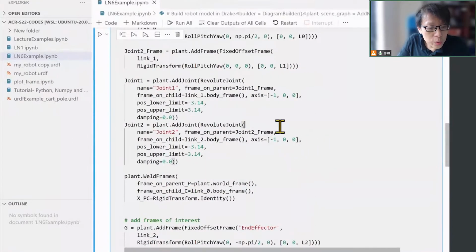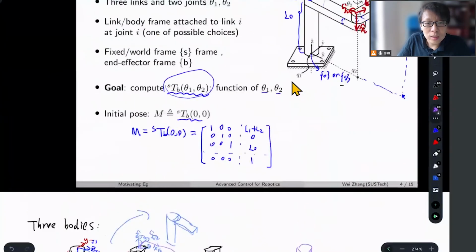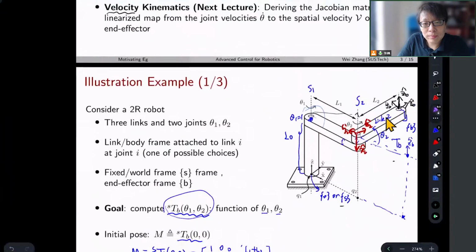Okay, and for joint 2, I tell the system this frame on body 2 is exactly this frame on body 1. I connect these two, and that becomes a joint. And then the rotation axis is what? Fuzhen, can you tell me? The rotation axis. Look at this, right? X of J2.